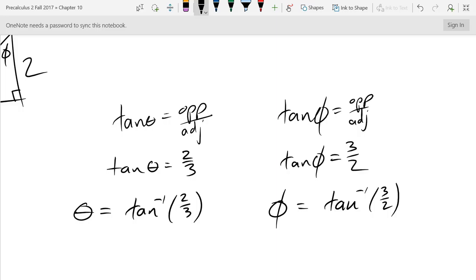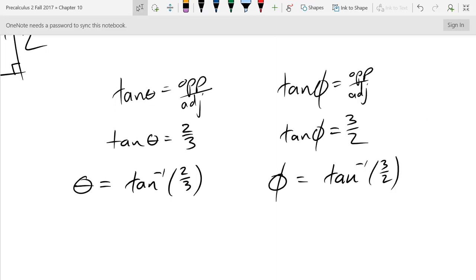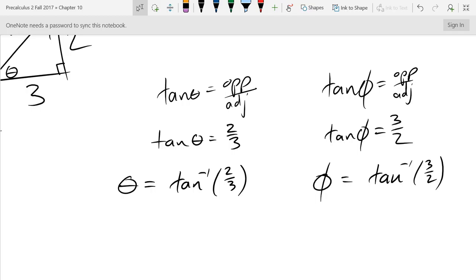That's as good as it's going to get for theta and phi. So we can't get it more. We can't find the exact value. You can use a calculator to get accurate within 10 decimal places, but this is as good as we can do right now.